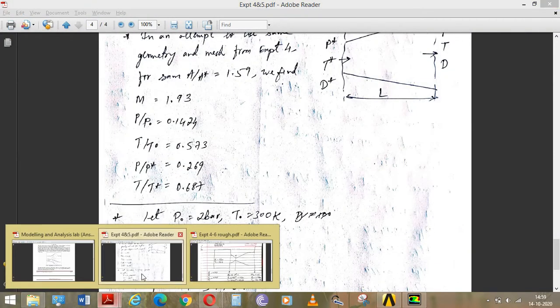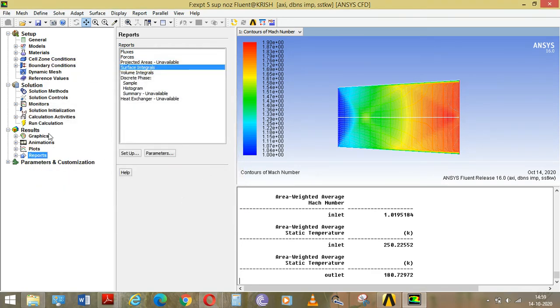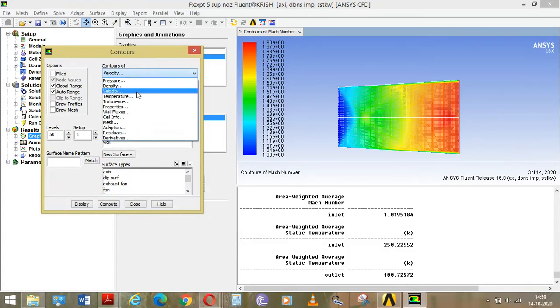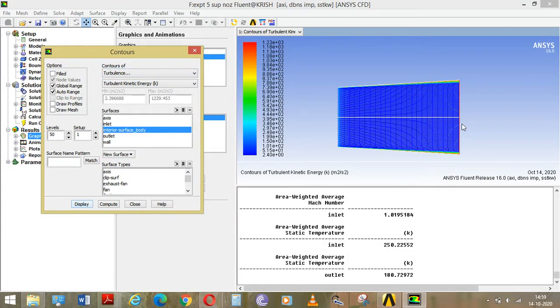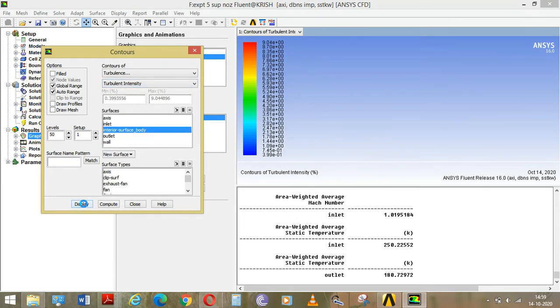Okay, it will come down. That's all. So this is how you visualize various contours. What else do you want to see? You can see turbulence, kinetic energy. There's no turbulence. Intensity.